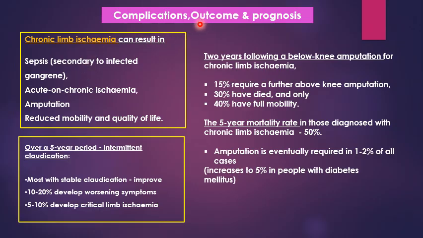Okay, what are the complications, outcome, and prognosis of chronic limb ischemia? Chronic limb ischemia can develop secondary sepsis, especially in patients with ulcer and gangrene, and this can lead to septicemia and death. It can lead to acute on chronic ischemia, which will be talked about in the next lecture. It can lead to amputation of the limb and reduced mobility and quality of life in patients, especially if the patients are young.